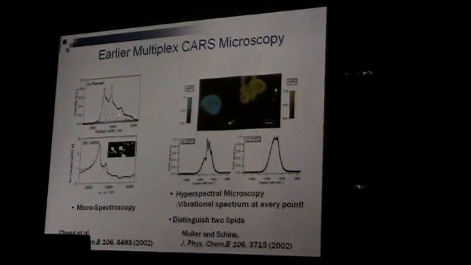The problem is, if you get a Raman spectrum, it looks like this. If you have a CARS spectrum, then it looks like this. They don't look the same at all. So, okay, that was the issue of nonlinear signal.